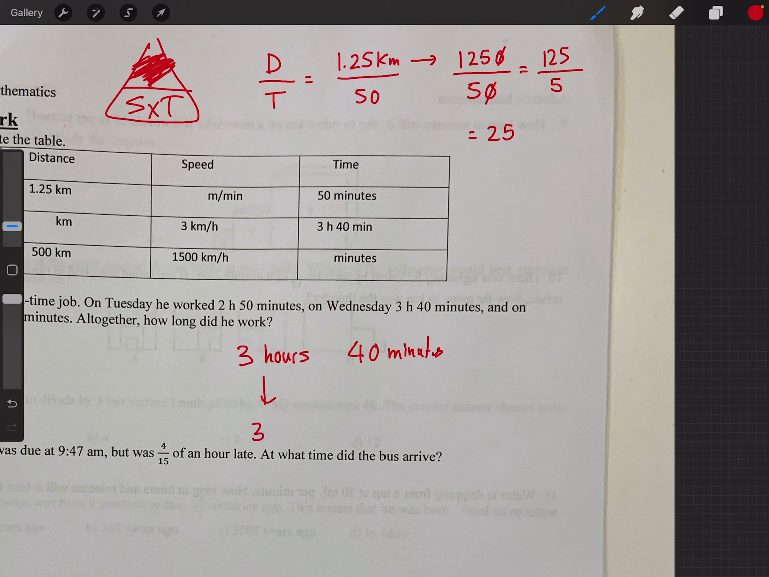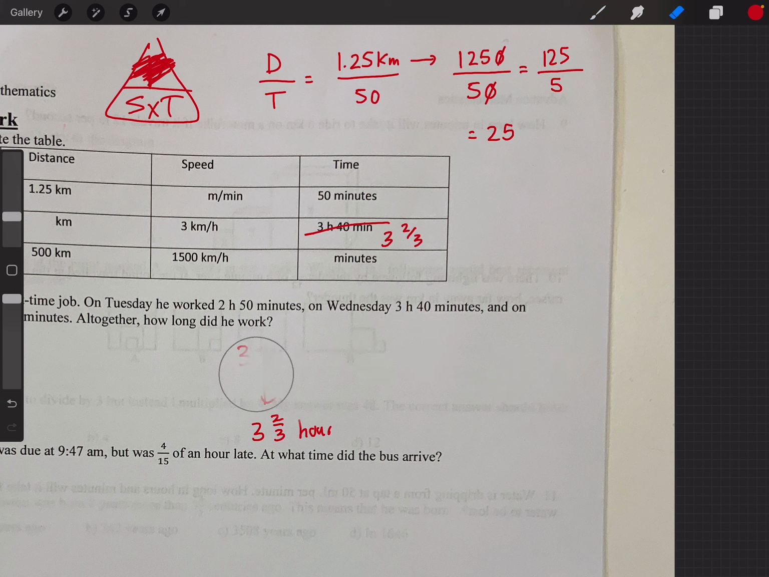That's just 3 hours. And 40 minutes is 40 over 60, because there's 60 minutes in an hour. We're comparing 40 minutes to an hour, so we put it over 60, and you can cross out the zeros to get 4 over 6, which simplifies to 2 over 3. So that'll be 3 2/3 of an hour. Alright, so we'll cross that out and put 3 2/3.